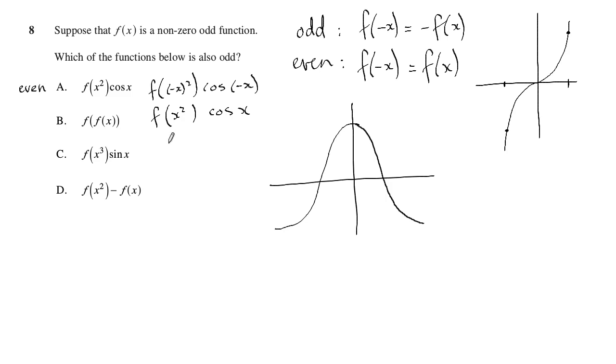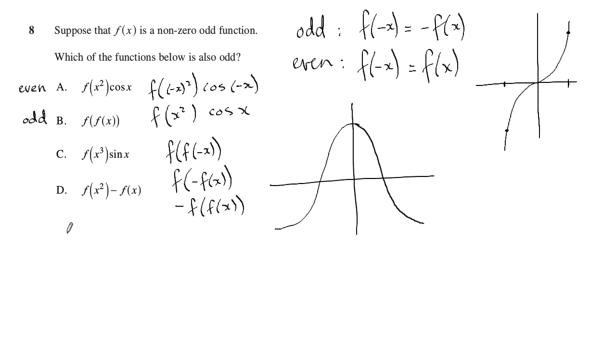Let's try B. If we plug in negative x, then because it told us that f was odd, we know that that is negative f of x. And then this f is the same f, that's also odd, so we know that we can take that negative out the front. So for this one, we get the negative of the original thing, so that makes this one odd. So that'll be the answer, but just to make sure, let's check the others.